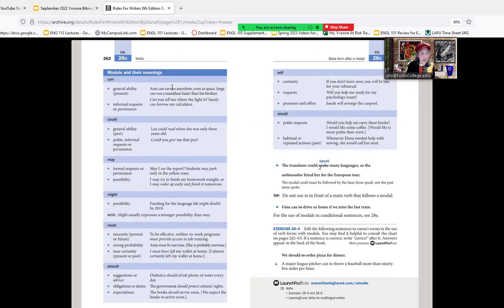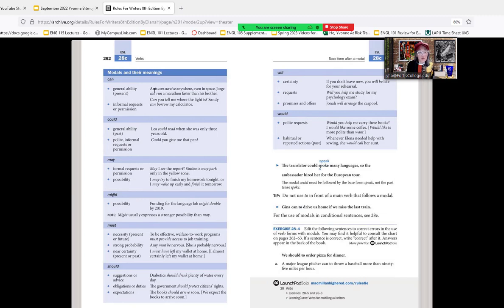And so here, general ability. I can, ants can survive anywhere. So that's general ability. Informal, these are the things in which modals are used. So I can speak English, I can speak Chinese, a little bit. I cannot read and write Chinese. And then informal request or permission. Can you tell me where the light is? Sandy can borrow my calculator.